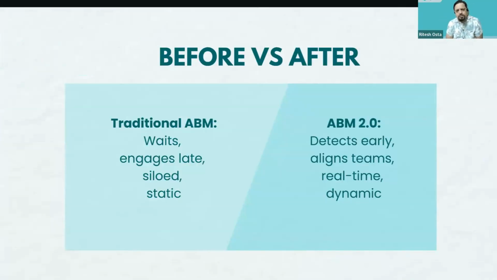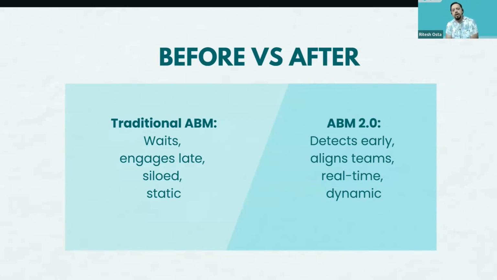So a quick synopsis for before and after, the traditional ABM versus ABM 2.0. The traditional ABM waits, engages late, it is siloed, and it is static, right? So it just waits for people to fill up the form. It engages late. Only when the people are ready, then your sales team engages. It is siloed. Marketing team is running the campaigns. Sales team, in many ways, becomes order takers. And the campaigns are very static, right? There's no real-time intent and signals coming up. So it's pretty static campaigns. That is how traditional ABM works.